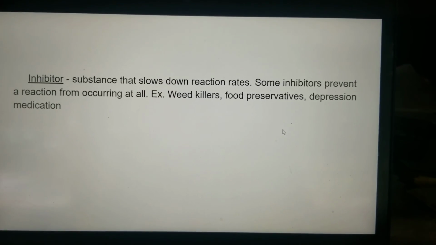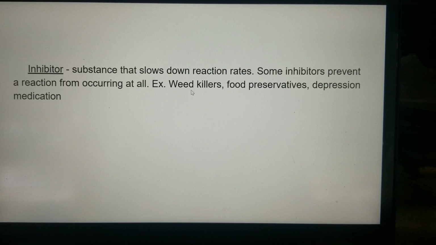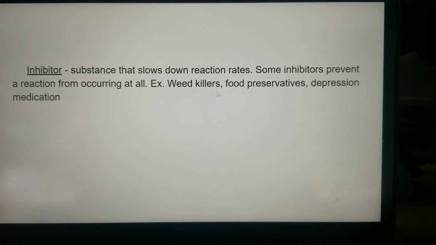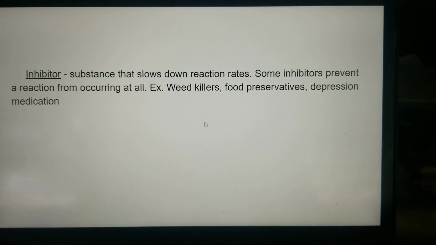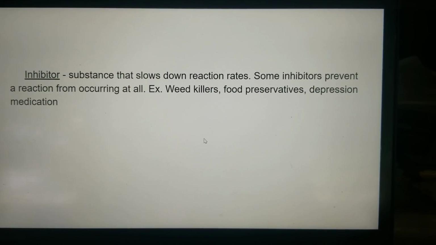And the opposite of a catalyst would be an inhibitor. An inhibitor is a substance that slows down reaction rates. Here are some examples: weed killers, food preservatives, things like that. Those are inhibitors because they slow down reaction rates.